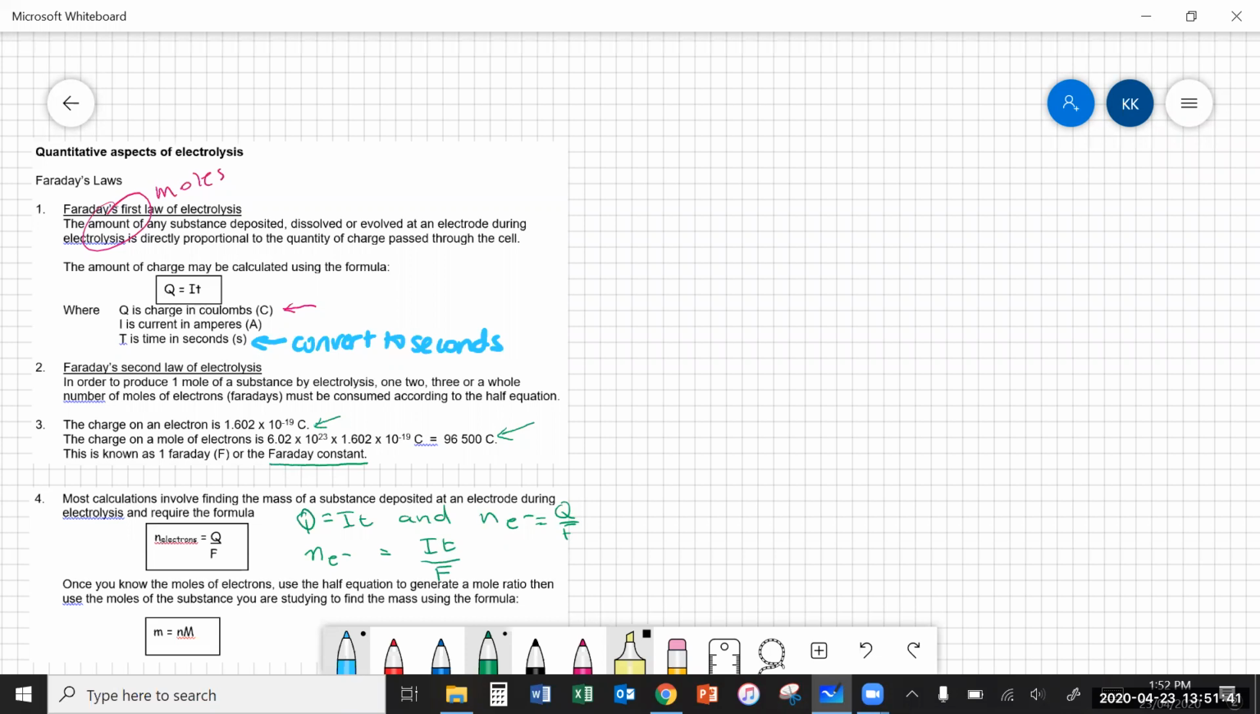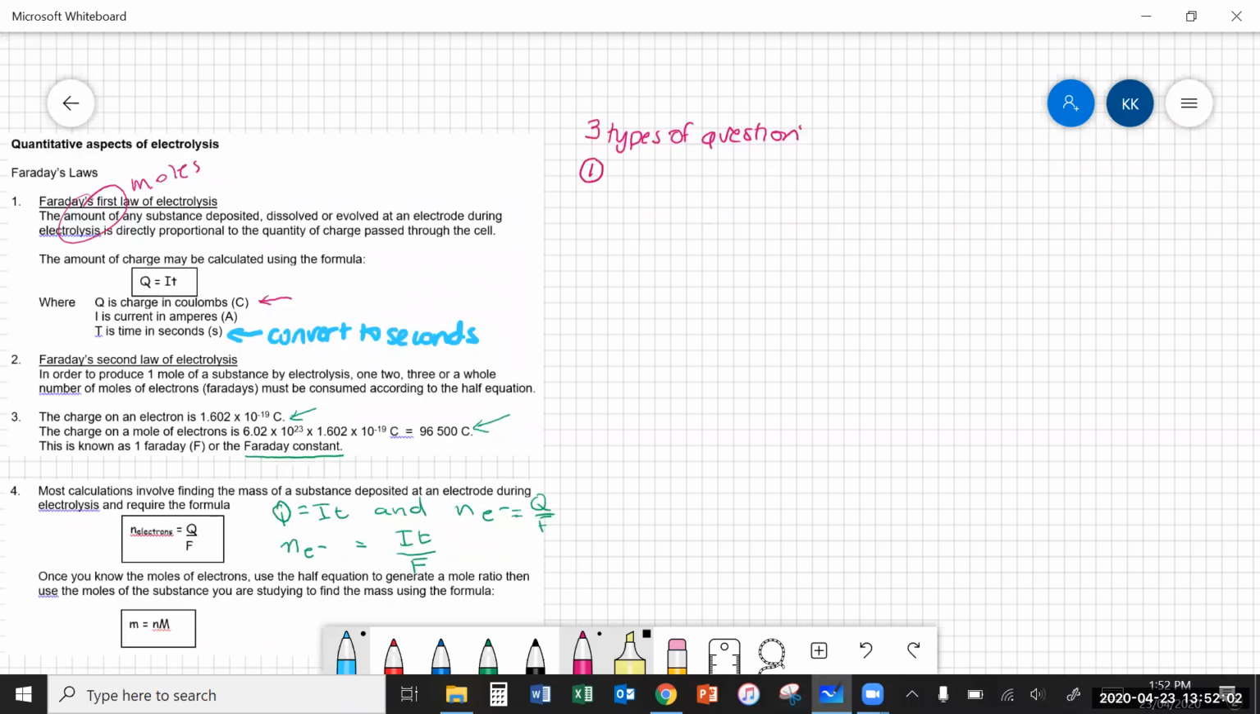Most of the problems that you do in this particular topic involve finding out what the moles of electrons are as part of their working out. So you've got 3 types of questions. The first type is where you're given the electrical data, so you're given the current and the time, and you have to find the mass of the substance produced at the electrode.